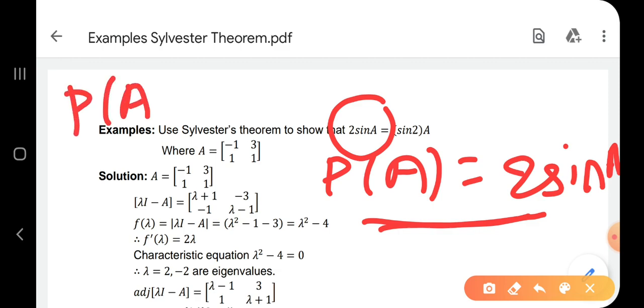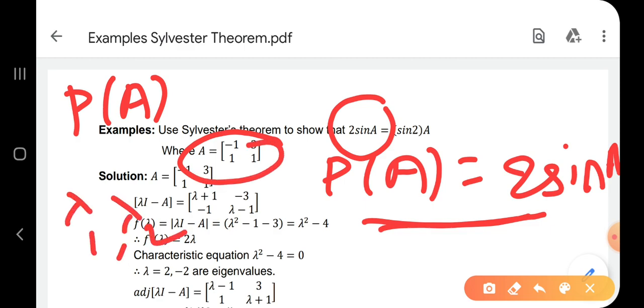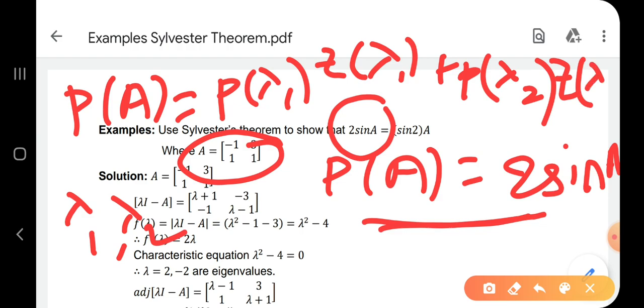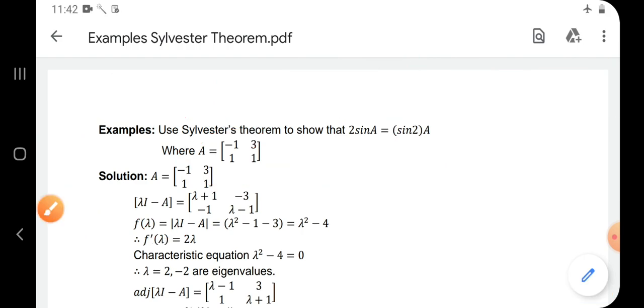P(A) is equal to, this matrix is of order 2, means it has 2 eigenvalues lambda 1 and lambda 2. So I can write P(A) as, what is our formula there? Have you remembered? P(lambda 1) into Z(lambda 1) plus P(lambda 2) into Z(lambda 2). Understood? So first we find 2 eigenvalues for this matrix by our usual process.